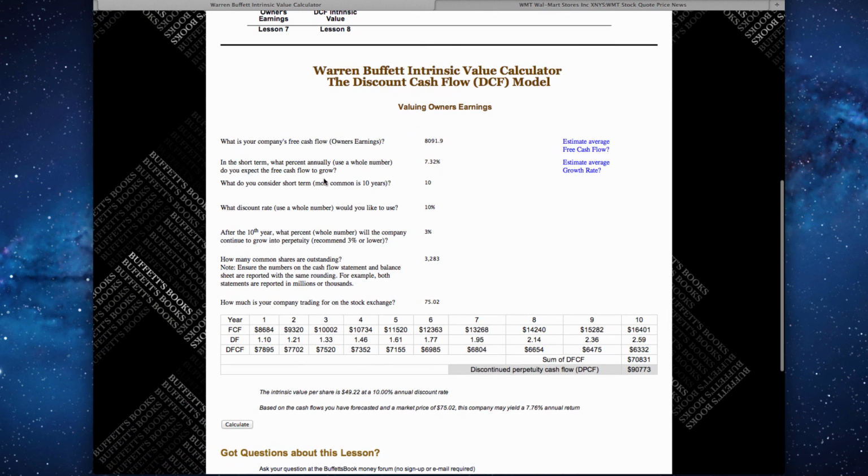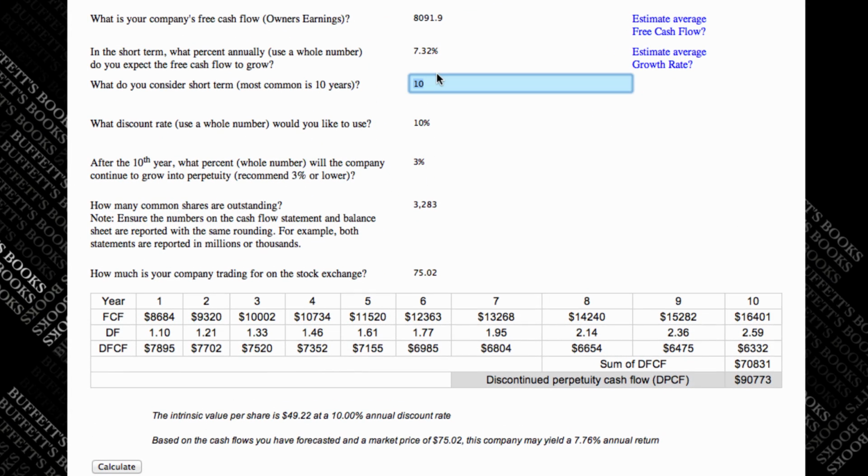So let me get into talking about some of the specifics of using this calculator. One of the things that is really nice about the calculator is if you want to go back and adjust these 10 years, let's say that you wanted to have a more conservative estimate and you didn't want to grow that free cash flow for 10 years at a 7.32% rate, and you wanted to maybe only grow it for 5 years at that rate and then go down to the slower growth rate of 3%.